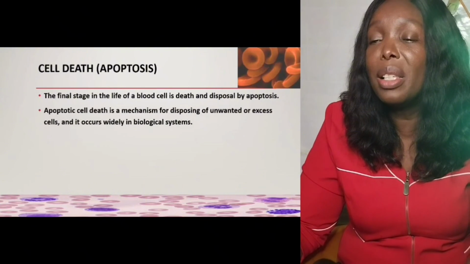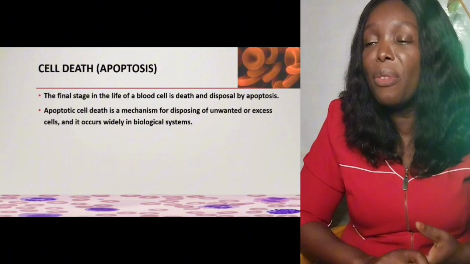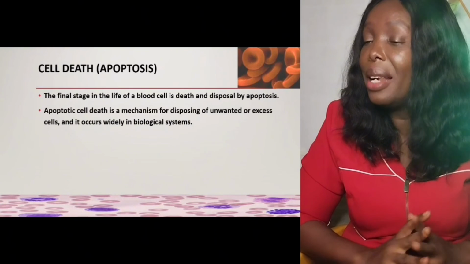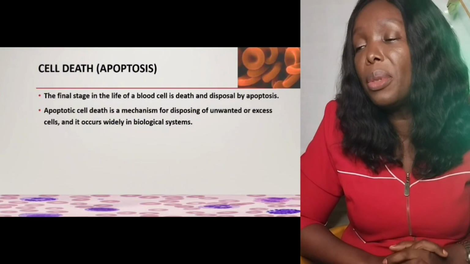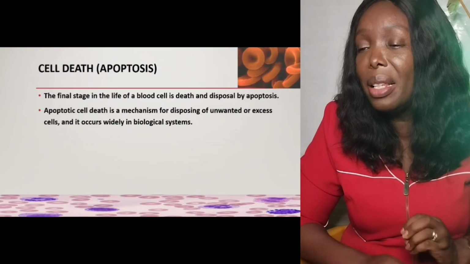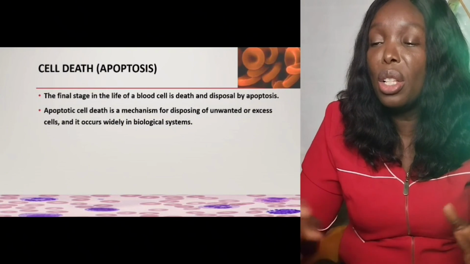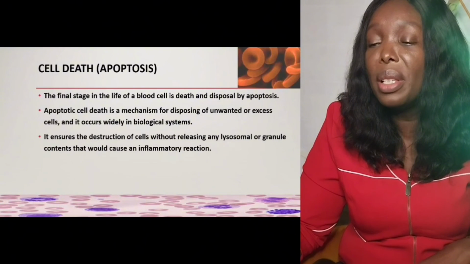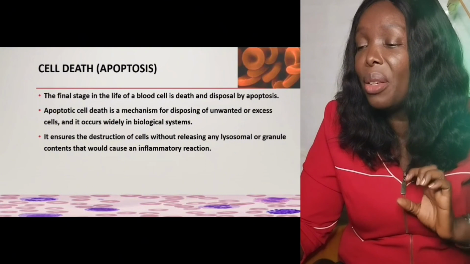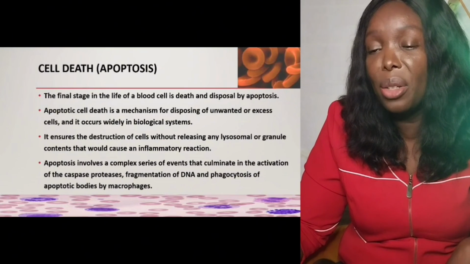And when they live out their lifespan, they undergo what we call apoptosis. The final stage in the life of a blood cell is death and disposal by what we call apoptosis, which is programmed cell death. Apoptotic cell death is a mechanism for disposing of unwanted or excess cells, and it occurs widely in biological systems. It ensures the destruction of cells without releasing any lysosomal or granular content that will cause an inflammatory reaction.